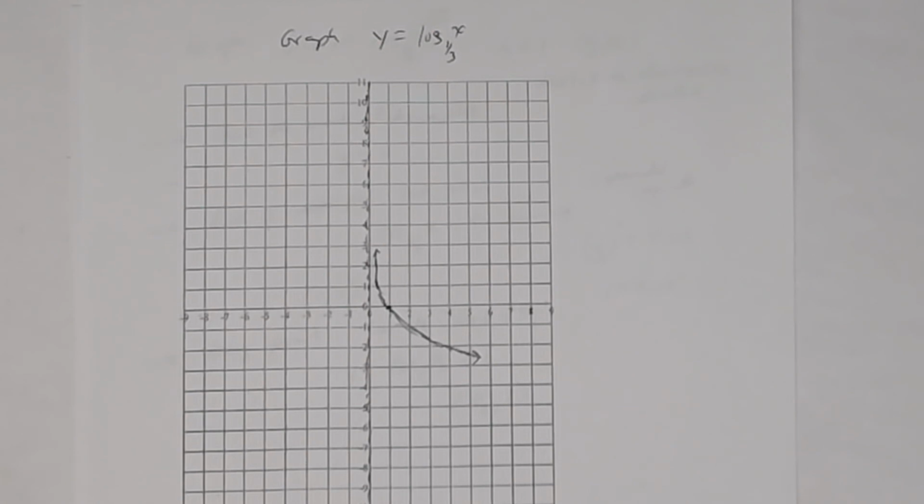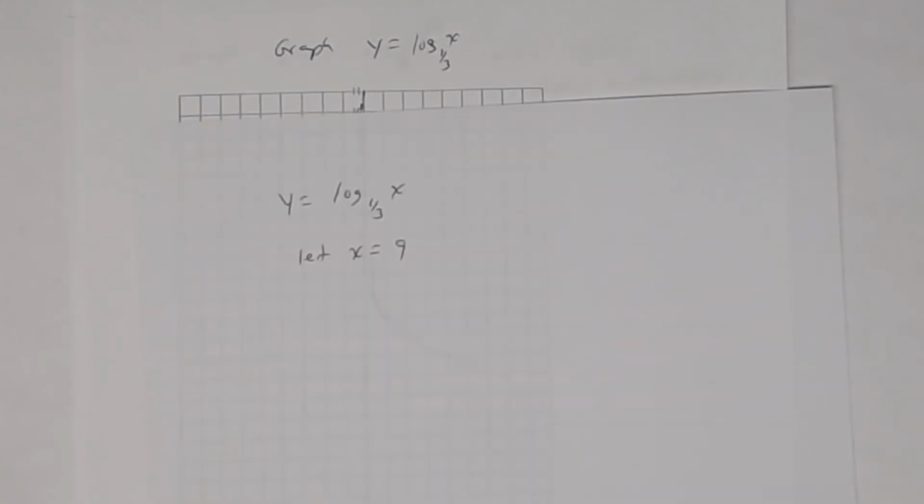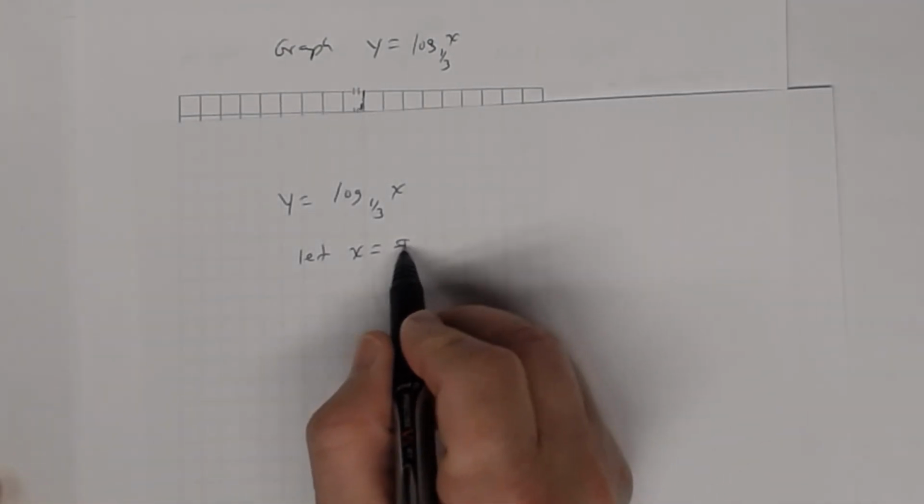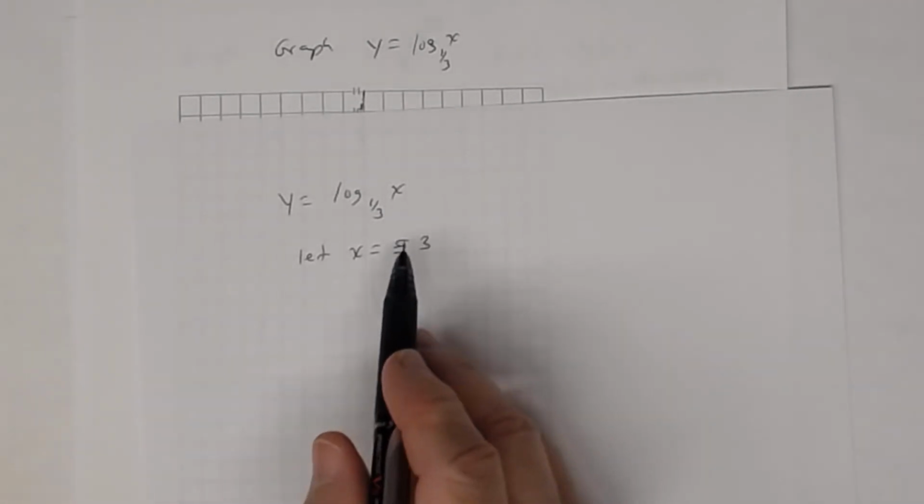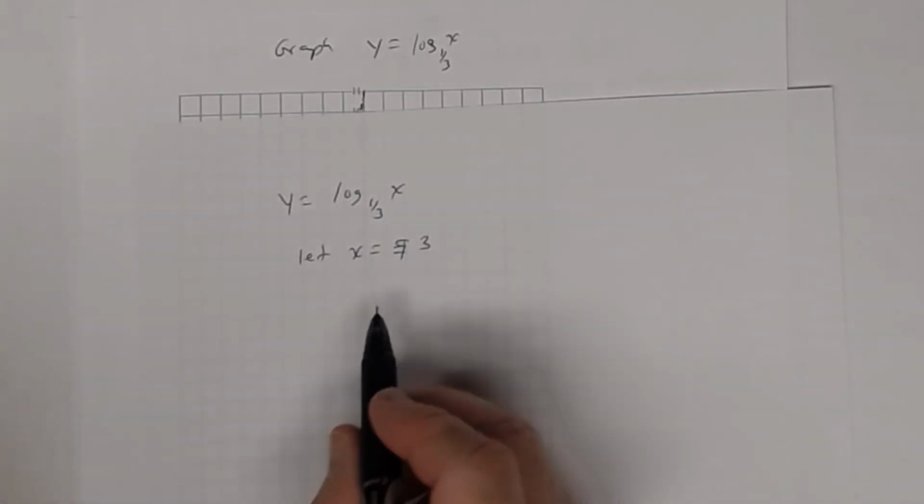So let's talk about finding one more point without knowing something about the base change formula. Okay, so what I want to do is show you this, and maybe you'll understand where I'm coming from. I'm going to start with 3 first. I'm going to let x equal 3. So if I let x equal 3, I get this.